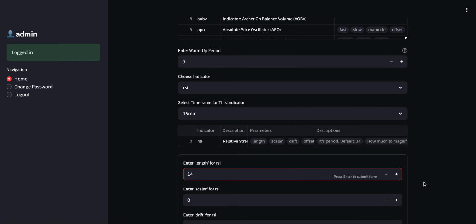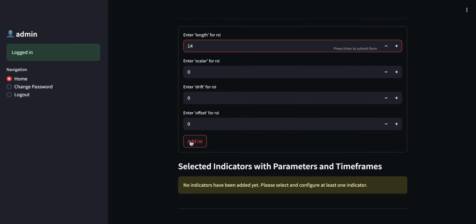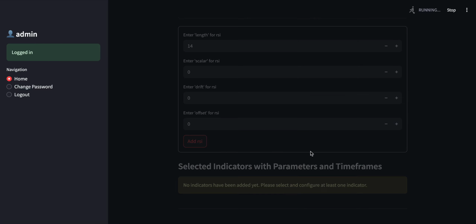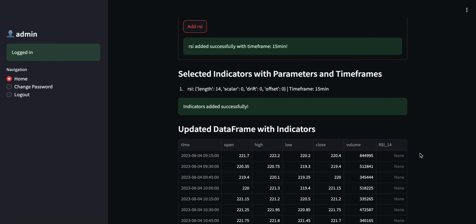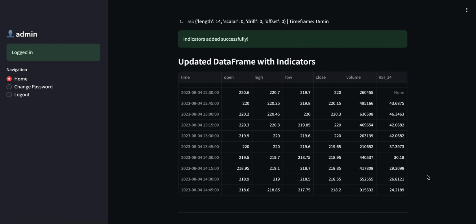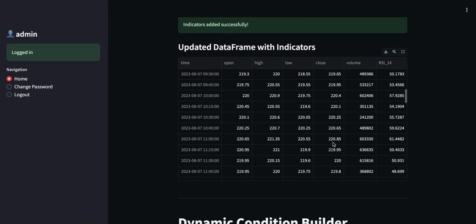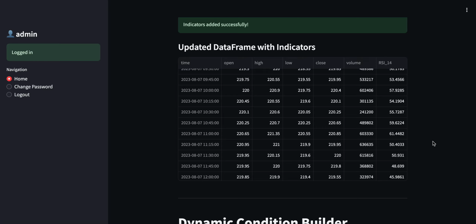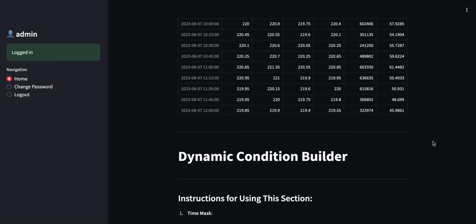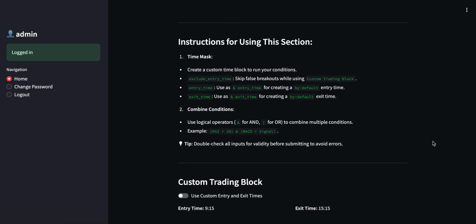The same thing we have done here. We have chosen RSI, time frame 15, length 14, and I will just add the RSI. The moment I add the RSI, it will fetch the values, and you can see the value is mentioned here. It has done all the calculation for all the historical data which we have selected in the date range.